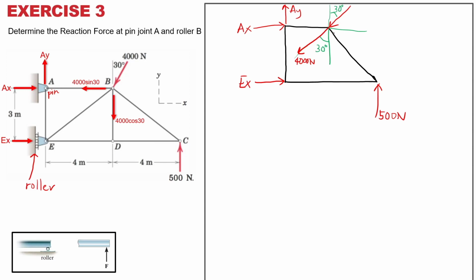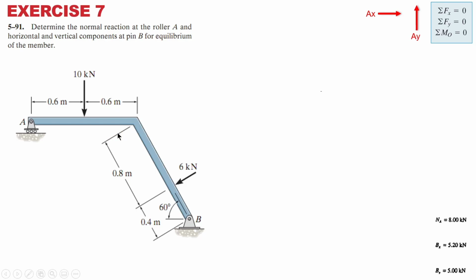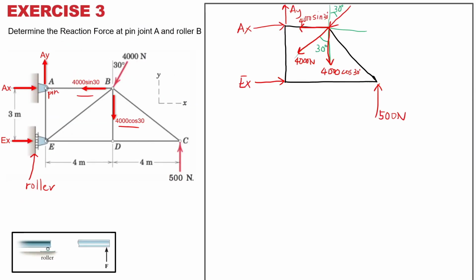Right? And then once you have resolved into vertical component, kita dapat 4,000 cos 30 degrees. And then you've got 4,000 sine 30 degrees. So these are the two components involved. What else? I think that's it. Okay, let's look back at this problem. Okay, so let's solve.